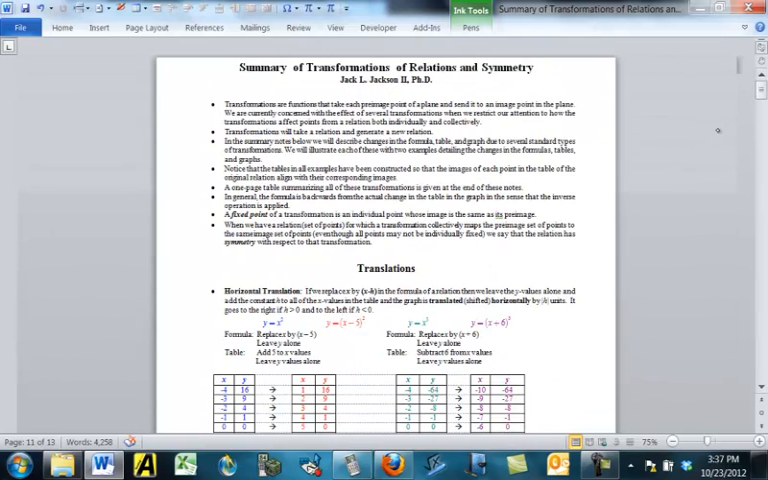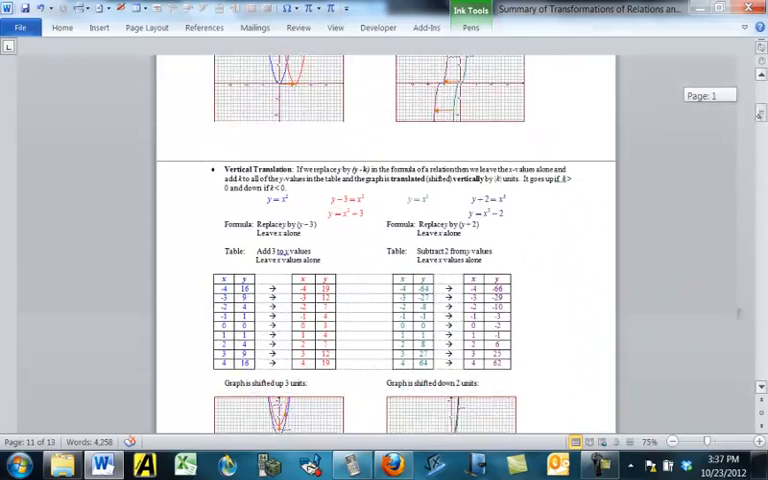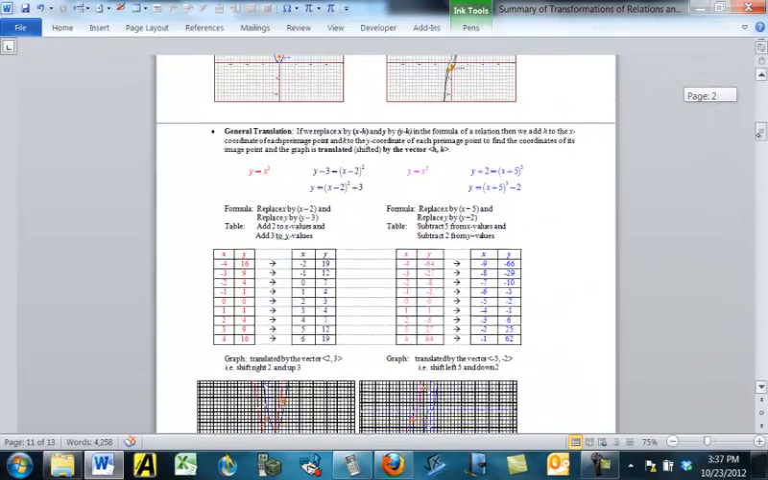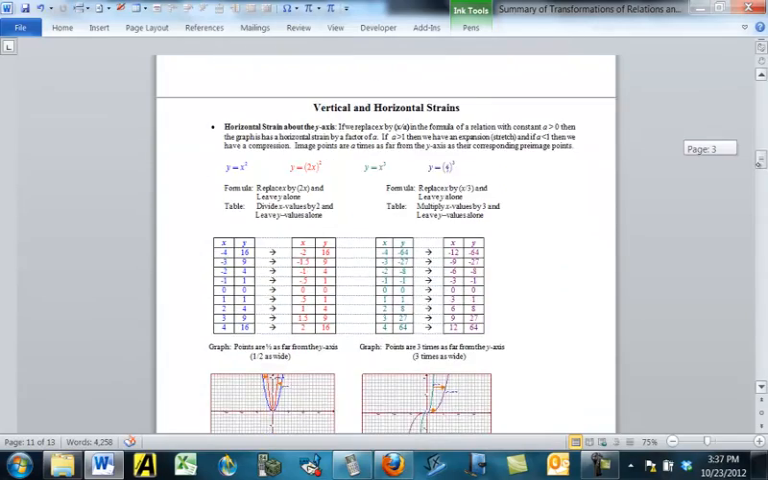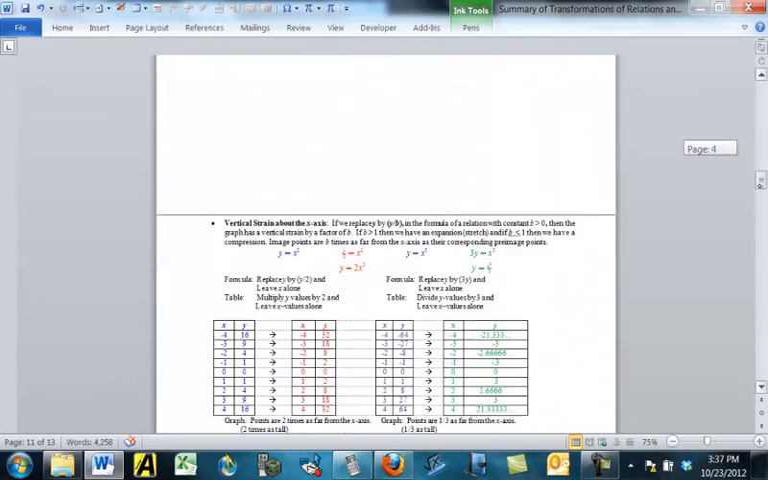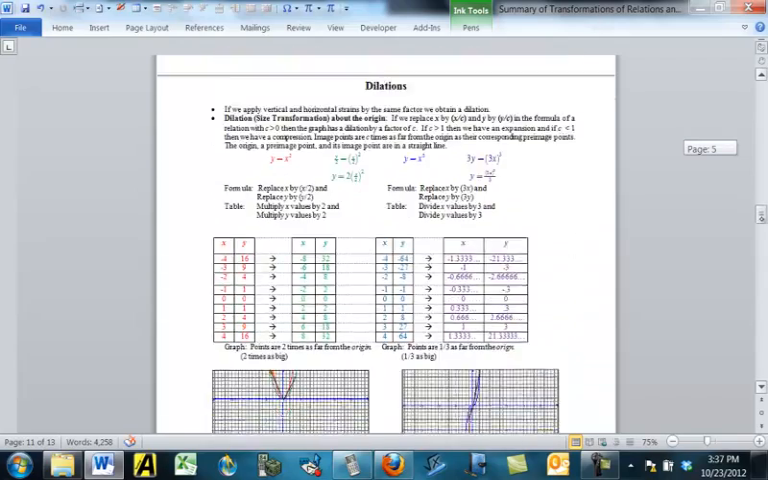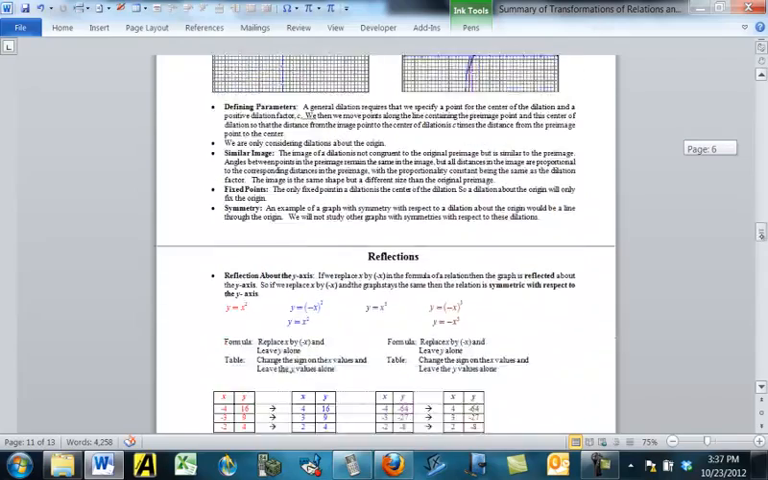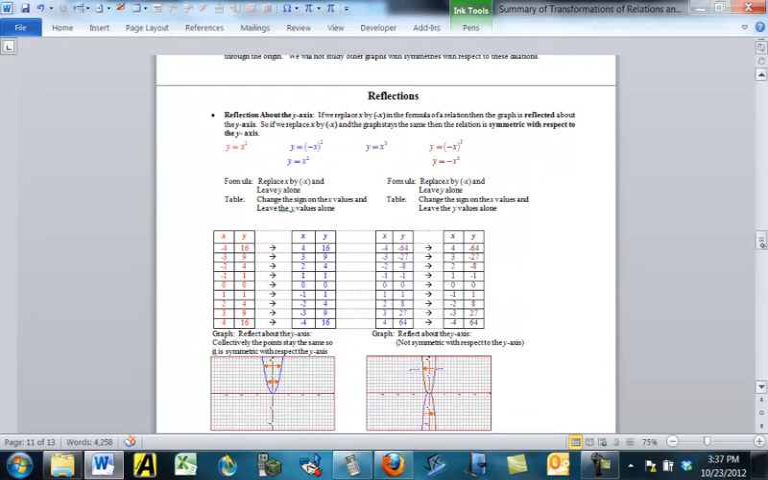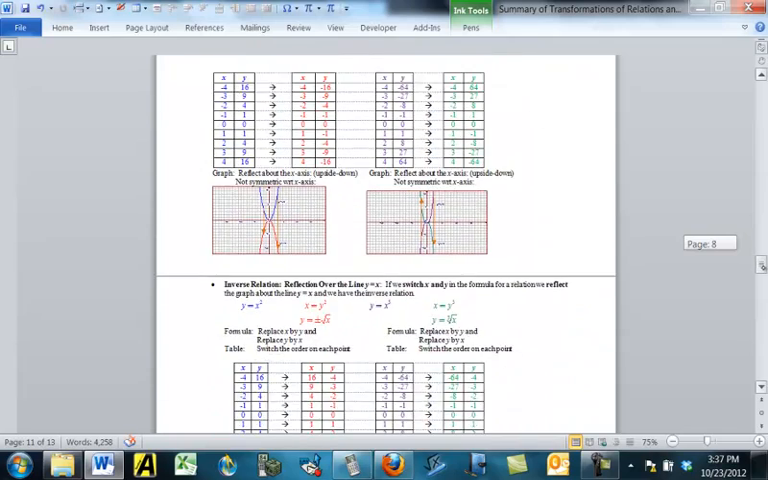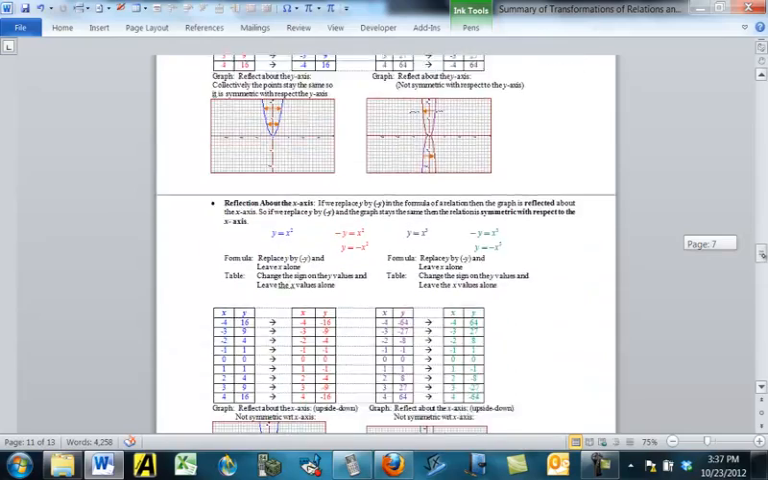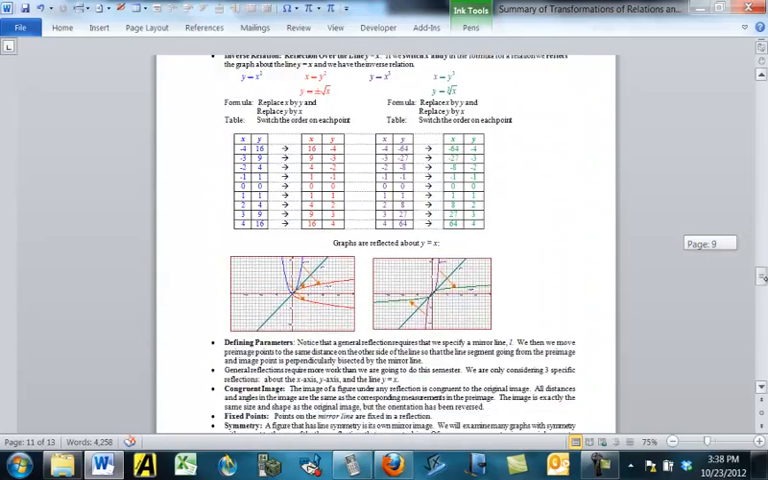It talks about transformations in general at the beginning, then talks about translations with some examples, vertical and horizontal, then general translations. It talks about things like what do you need to define a translation, what are the fixed points, and so forth. Then we talk about vertical and horizontal strains, like compressions and expansions. Then dilations, which are basically strain with the same thing in both directions, so it's a size transformation. Reflections. Reflections are harder in general, but we look at some specific ones about the y-axis, the x-axis, and over the line y equals x.